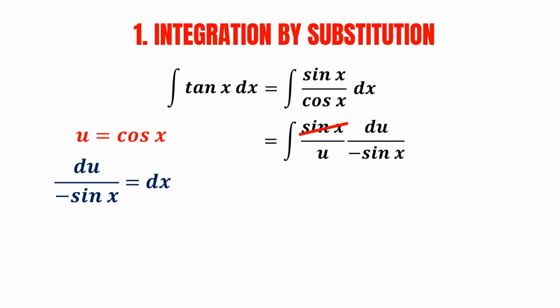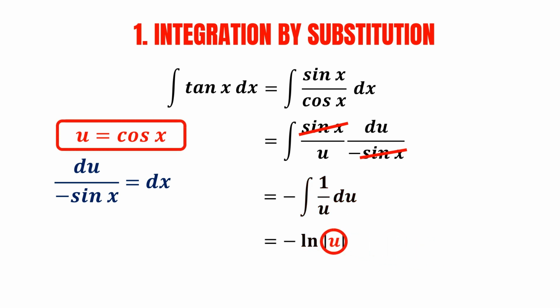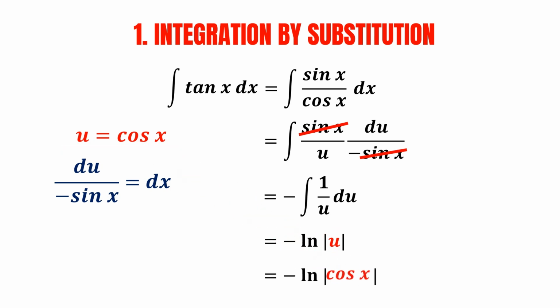Notice that we can cancel out sine x, and we end up with integral of negative 1 over u du. As we have a negative sign inside the integral, we want to move it to the outside of the integral. Now, we can easily solve this integral, and we know that the result will be the natural log of the absolute value of u. We can now replace u with the original expression, cosine of x, so we will get negative ln absolute value of cosine x.